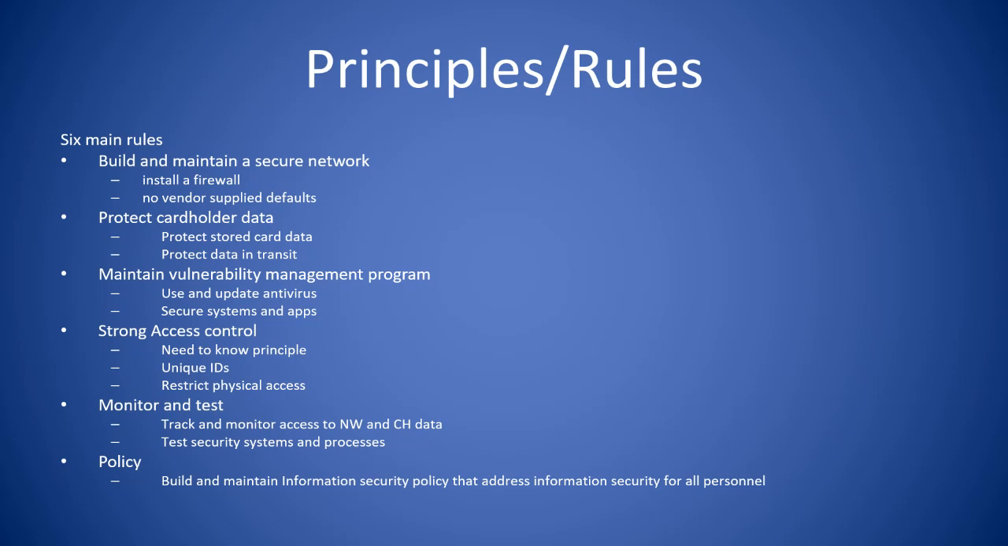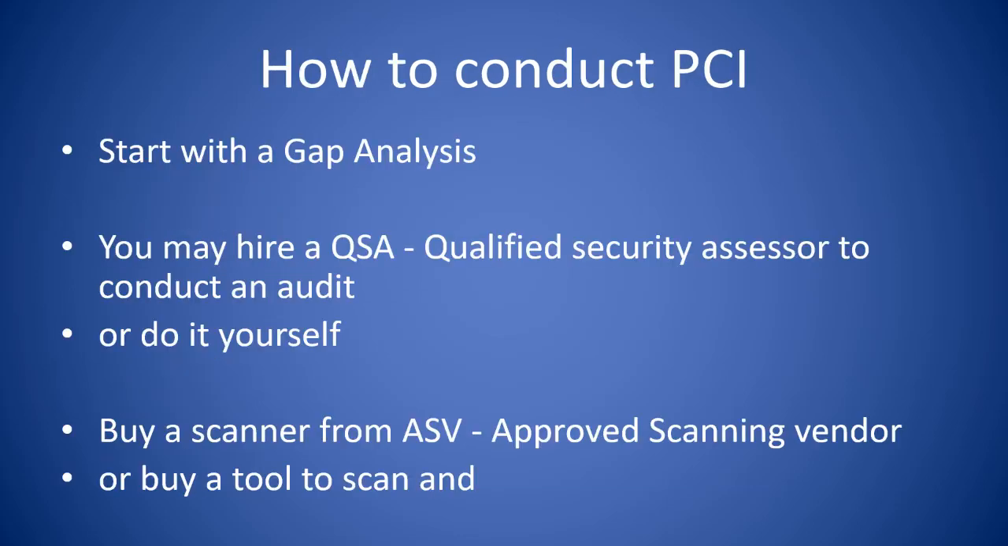The next one talks about monitor and test. It is all about tracking and monitoring access to network and access to cardholder data, and testing the security systems and processes regularly. The last one talks about policy. It is to build and maintain an information security policy that addresses the information security for all personnel in the organization.